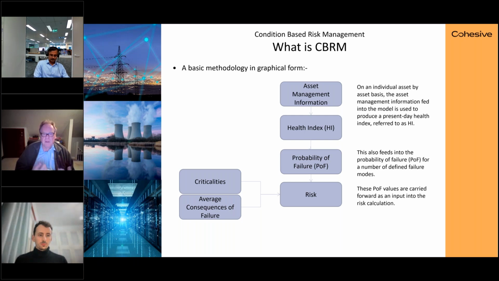But then we look at the condition. Obviously, we've been doing monitoring. Is it leaning? Are the stays damaged? And calculate the overall health score.